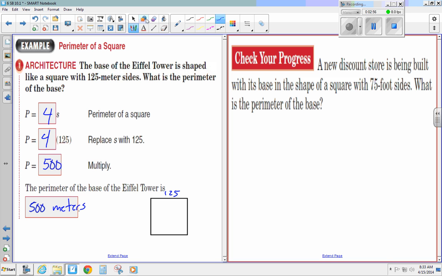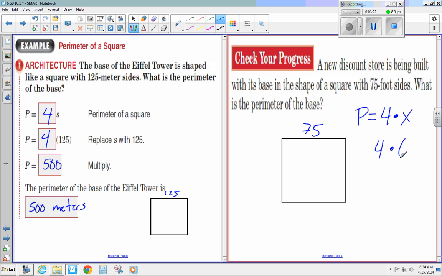Here we go. Another story problem. A new discount store is being built with a base shape of a square, and each side is 75 feet. What is the perimeter of the base? Well, the perimeter of a square is 4 times the side. You can use S or X, whatever you want. And so for us, it's 4 times 75. The perimeter is 300 feet. That's the perimeter.